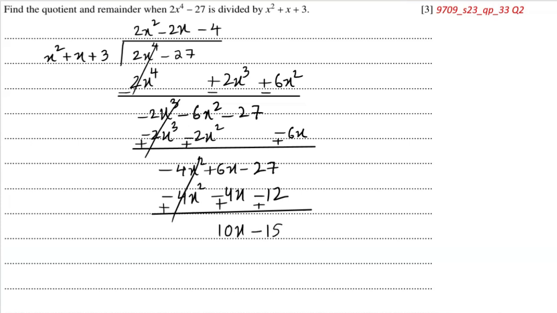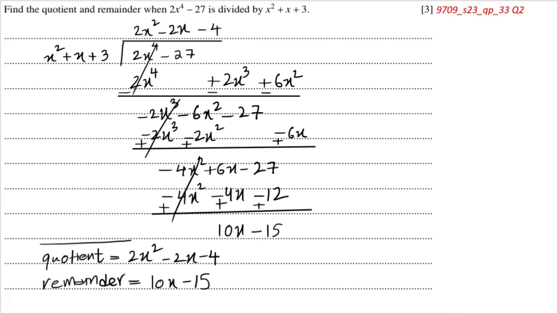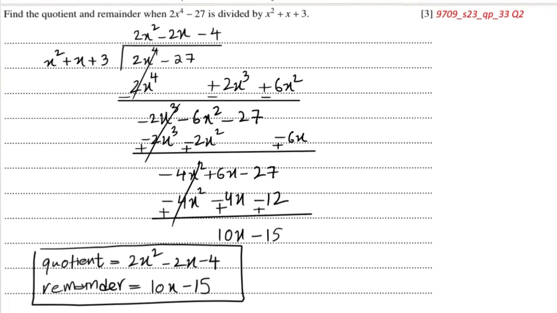Okay. So what's your quotient now? Quotient is that polynomial on the top, which is 2x squared minus 2x minus 4. And remainder is this term at the bottom, 10x minus 15. So these are your answers.